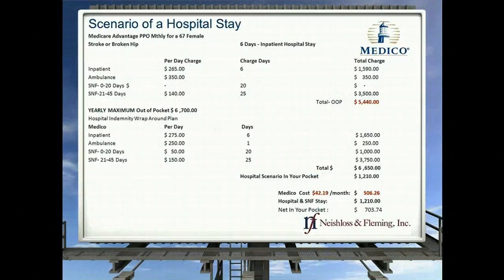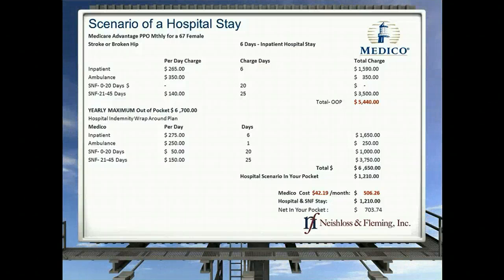So in terms of the exposure for the consumer, just so that we've got our minds around what they would be responsible for paying, they would spend 6 days in the hospital. The cost for that consumer is $265 per day over 6 days, which gives you a total charge on inpatient of $1,590, just short of $1,600. There'd be a $350 charge for the ambulance, which would be transport from the inpatient facility to the skilled nursing center.